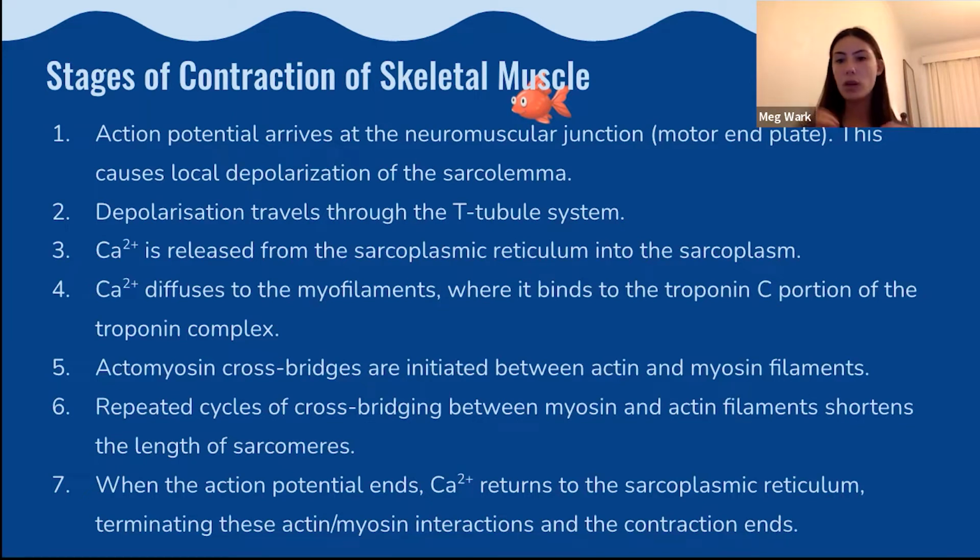Repeated cycles of this cross bridging between myosin and actin filaments shortens the length of the sarcomeres. And essentially that is how a contraction happens because the length of the sarcomere changes. So if you can imagine, the muscle contracts. When the action potential ends, calcium returns back to the sarcoplasmic reticulum where it's stored, and this terminates the actin-myosin interactions, and the contraction ends.